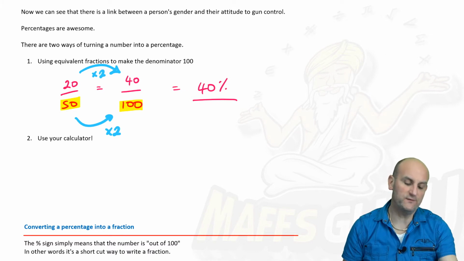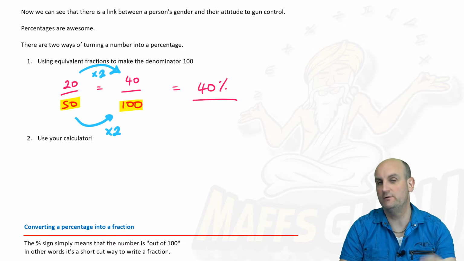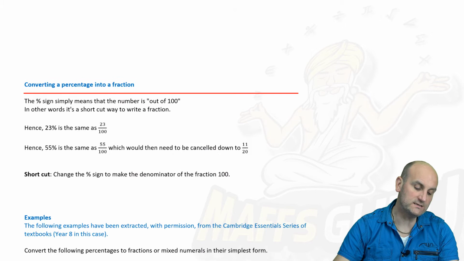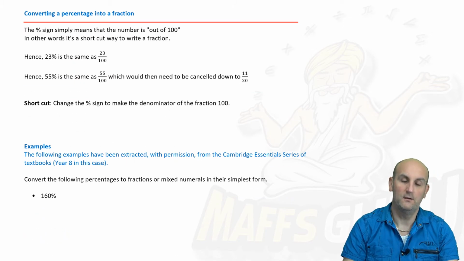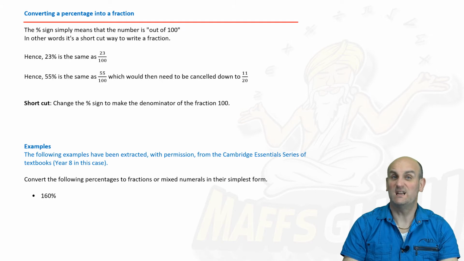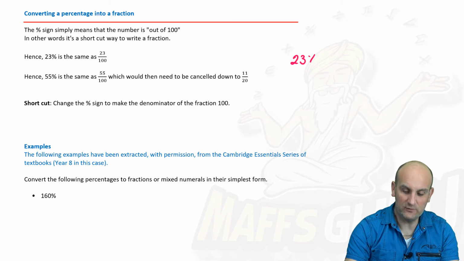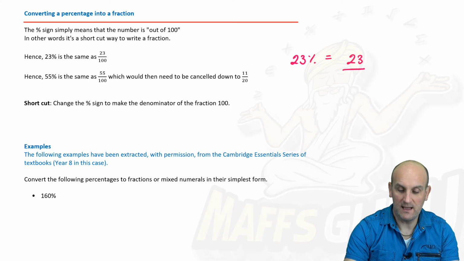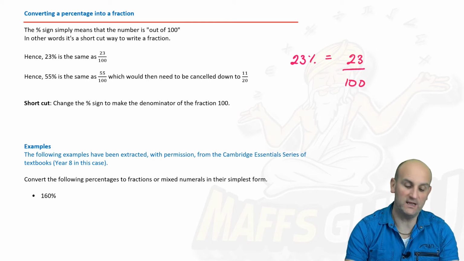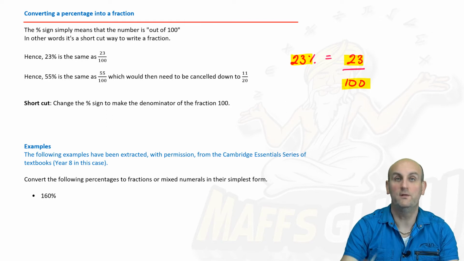Absolutely. Alternatively, we can use our calculator to turn things into percentages. I'm going to do that a little bit later on. So let's start simply with converting a percentage into a fraction. Basically, we just do what I talked about a moment ago, but backwards. So if I have 23%, remember that percent sign now becomes 23 out of 100. There you go. I have changed a percentage into a fraction by doing nothing more than changing the percent sign into a divided by 100.